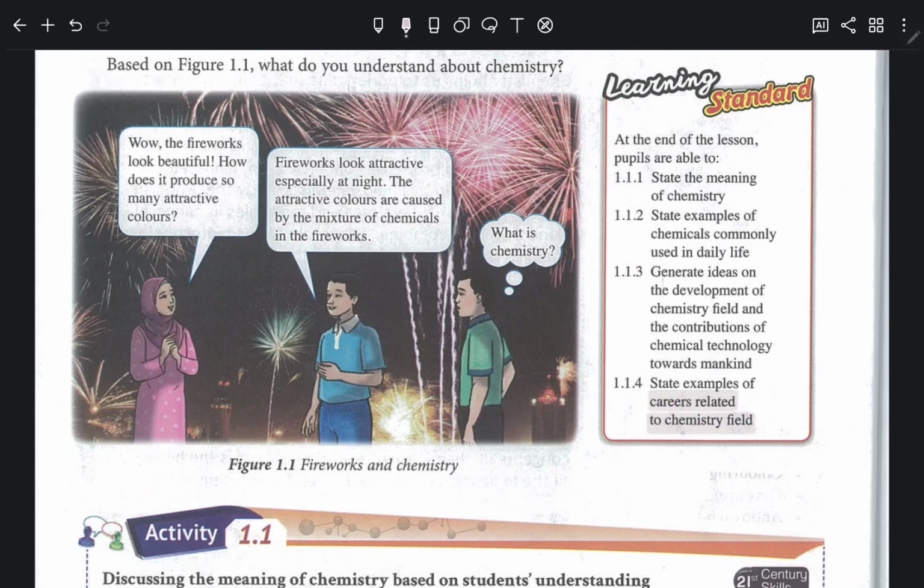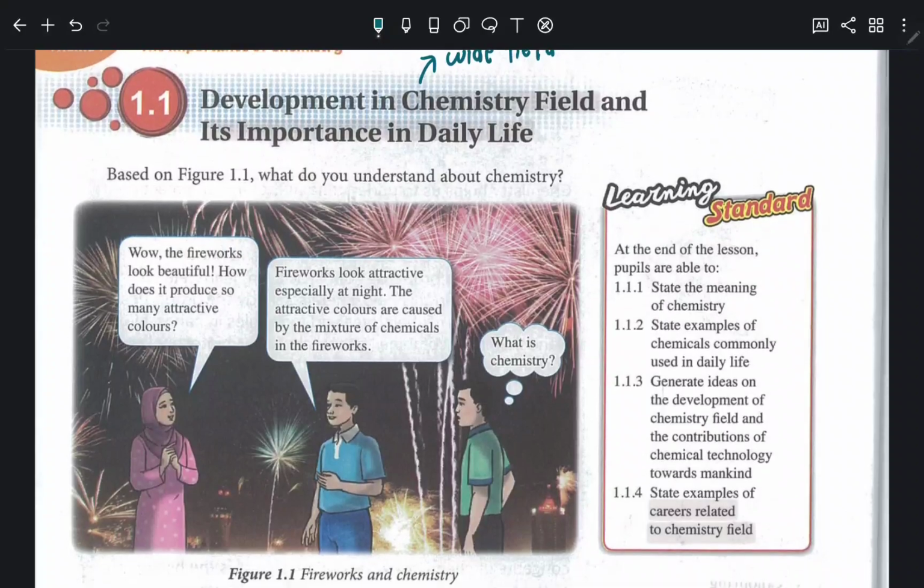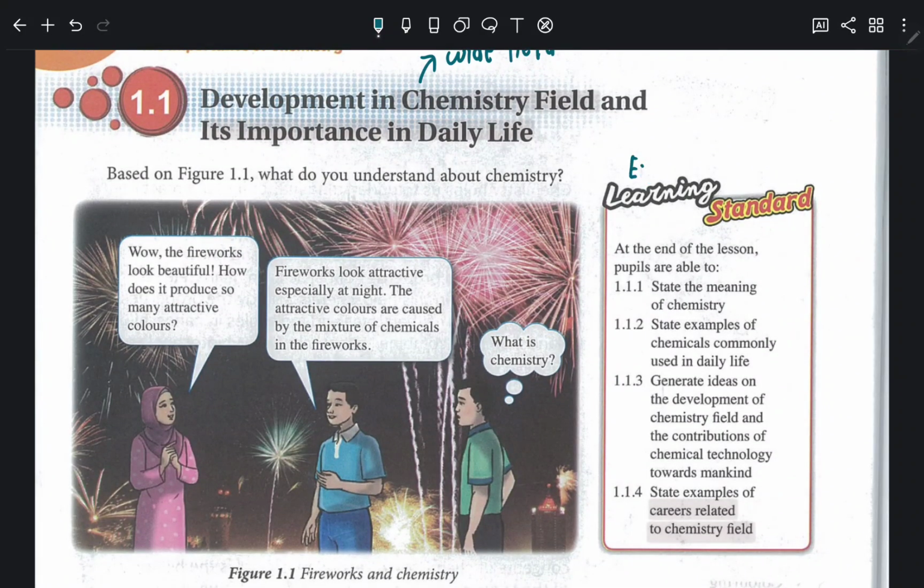Okay, remember, why do they highlight this learning standard? Because your exam questions are from your learning standards. So usually exam questions are based on the learning standards. That's why we are emphasizing the importance of knowing the learning standards before you start to learn a subtopic.